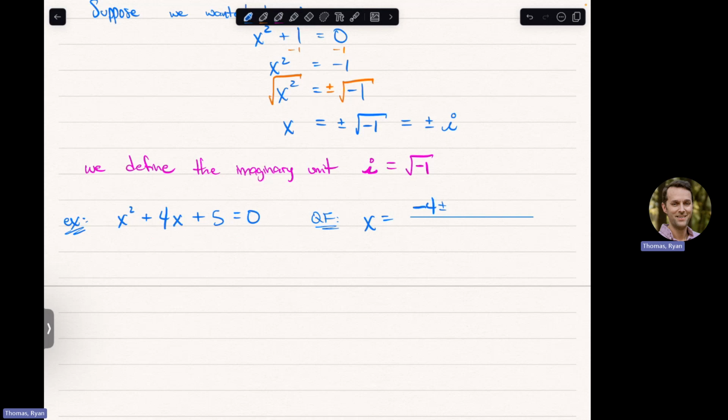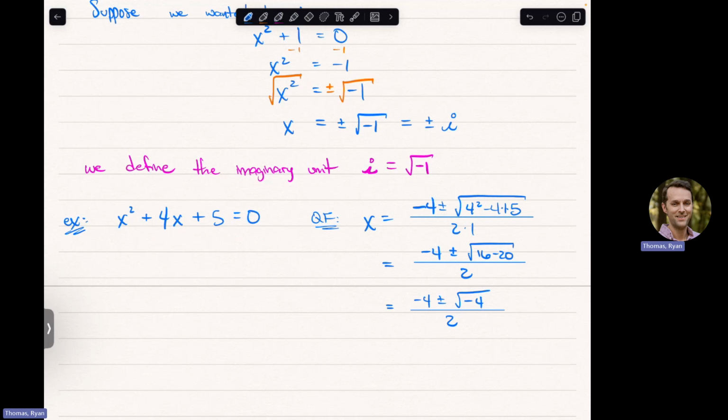Negative b, plus or minus the square root of b squared minus 4 times a, which is 1, times c, all over 2 times a. Just write that times 1 in there. Okay. And as usual, I'll just start cleaning that up. -4 plus or minus the square root of 16 minus 20 over 2, which is the square root of -4.